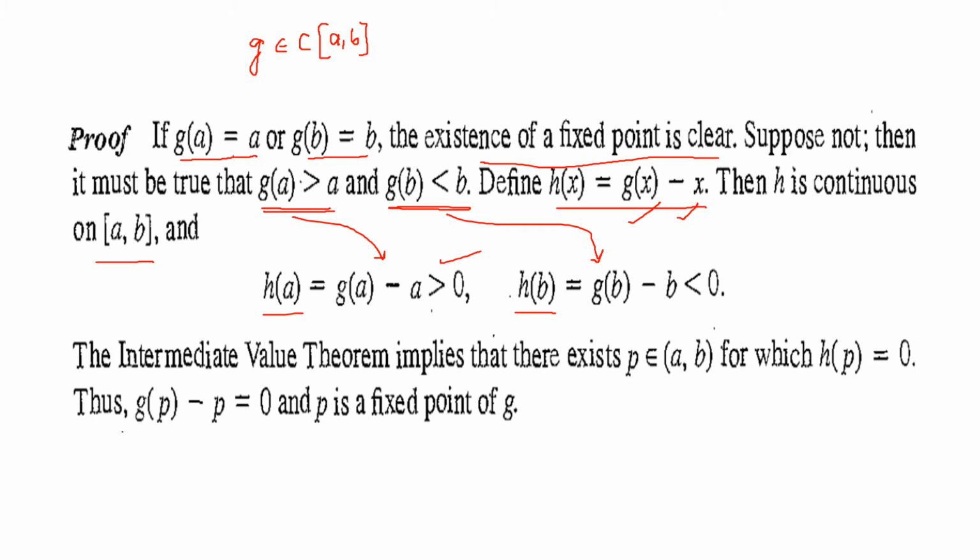Now, we have to take help from the intermediate value theorem, which says that there exists p belonging to [a,b] for which h(p) is equal to 0. Therefore, h(p) is equal to 0 means g(p) minus p is equal to 0, which means g(p) is equal to p, and p will be the fixed point of g.